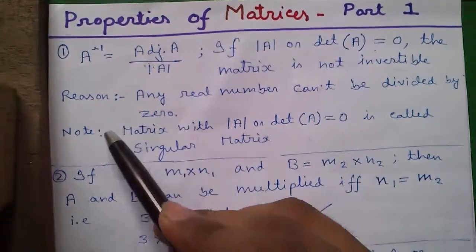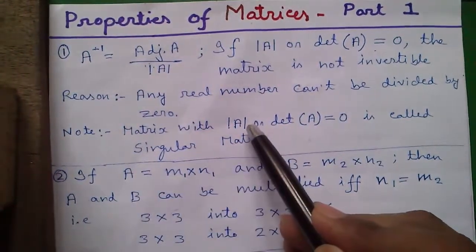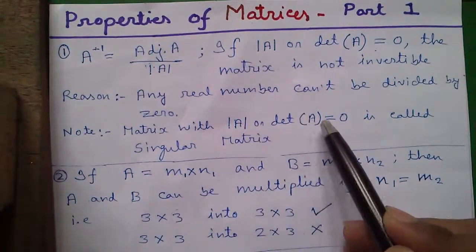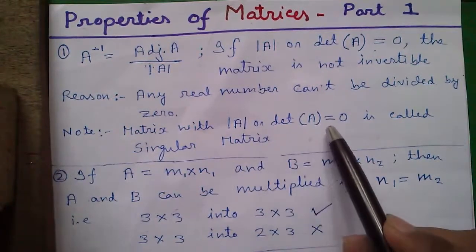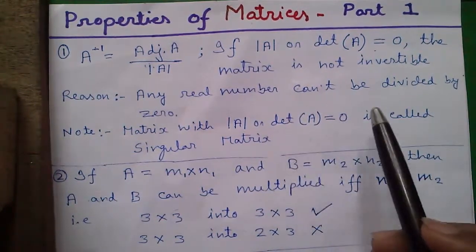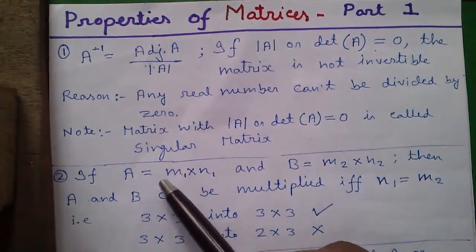This is the reason. Note, matrix with mod A or determinant A equals to 0 is called a singular matrix. But a matrix with determinant not equal to 0 is not called a plural matrix. That's a joke. So let's prove it.